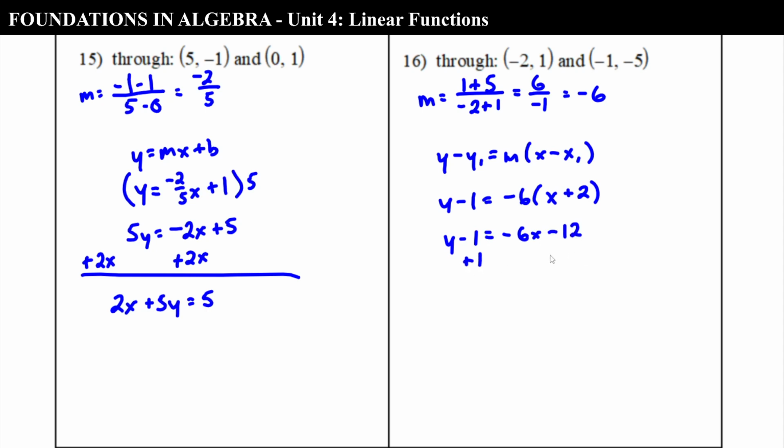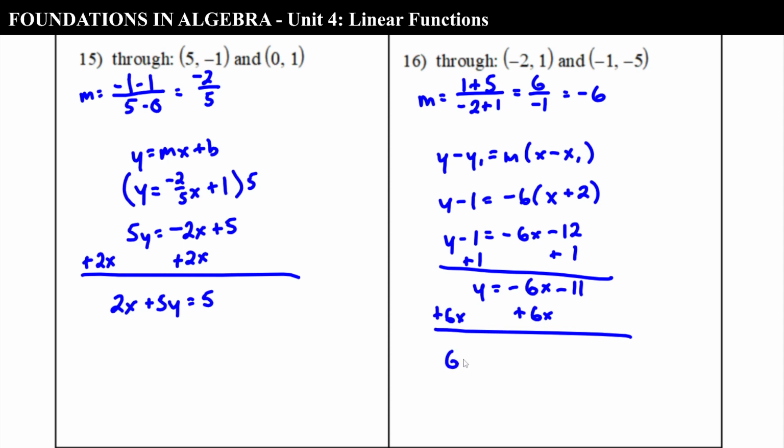We're going to add the 1 to each side. That gives us y equals negative 6x minus 11. We're going to add the 6x to each side. And that gives us 6x plus y equals negative 11. And we have standard form.